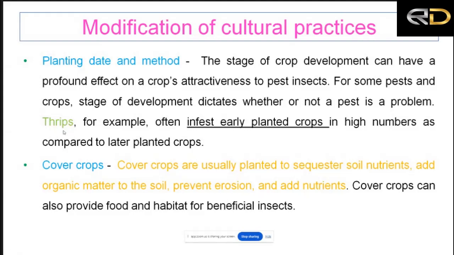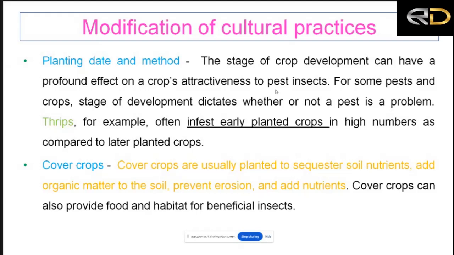So by knowing this, we can plant a little late. If we are planting a little late, we will not be having any problem of thrips. Just like that, these small alterations of our practices will be helpful. And this alteration we are making in terms of our biotic component in the plant.